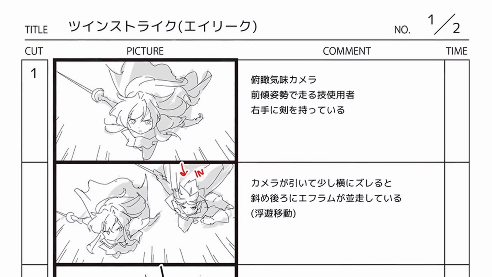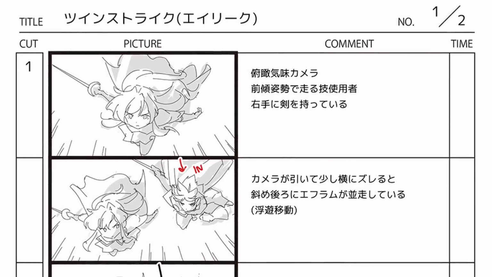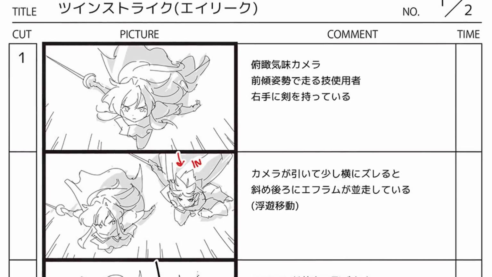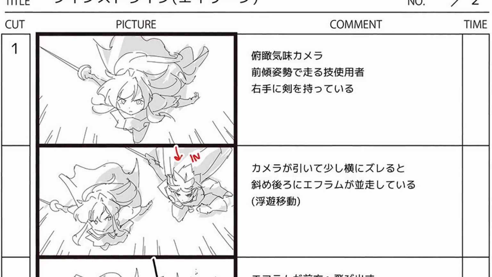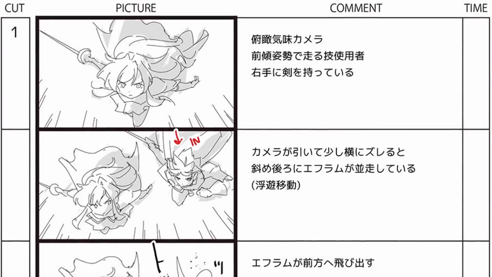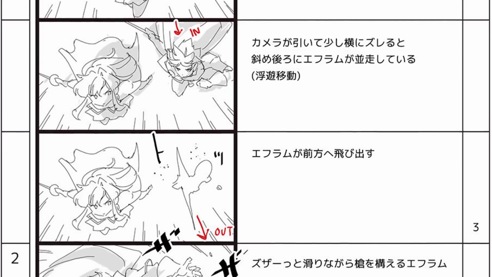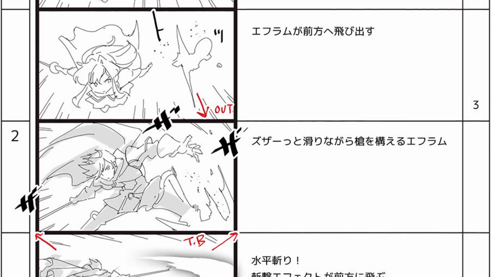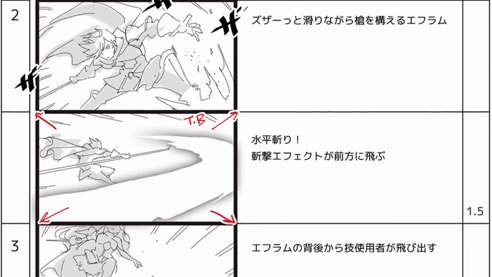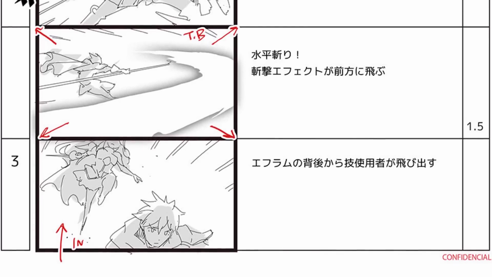Number 1, overhead camera, skilled user running in a forward bent posture, holding blade in right hand. 2, pull camera out and slightly to the right side, diagonally from behind Ephraim's run-in. Floating movement. 3, Ephraim jumps out to the front. 4, Ephraim slides in, spear at the ready. 5, horizontal swing, attack effects fly forward. 6, skill user flies in from behind Ephraim.